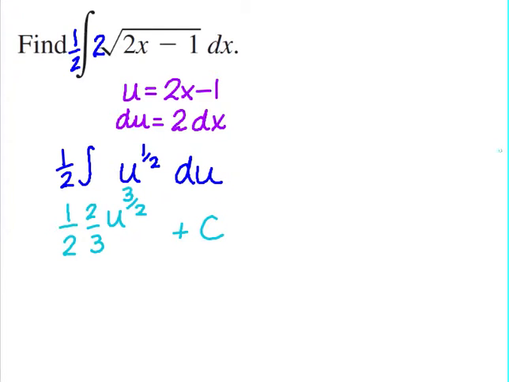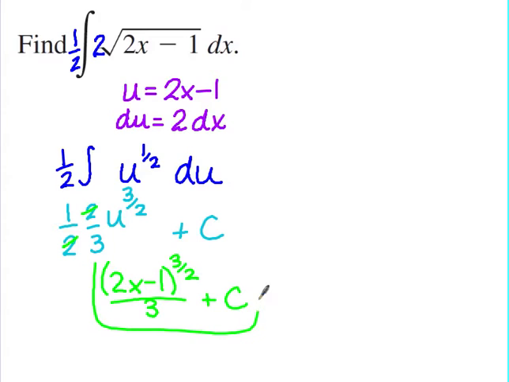Okay, so now you can see we've got some simplifying that needs to be done. The 2's cancel. And so on the top, I've got u to the 3/2, which is 2x minus 1 to the 3/2, all divided by what? 3, very good, and then plus c.